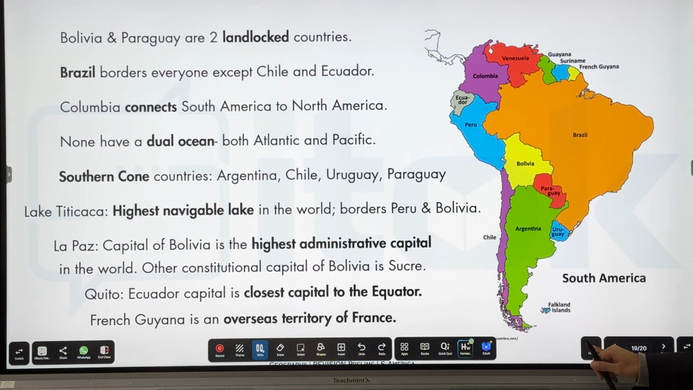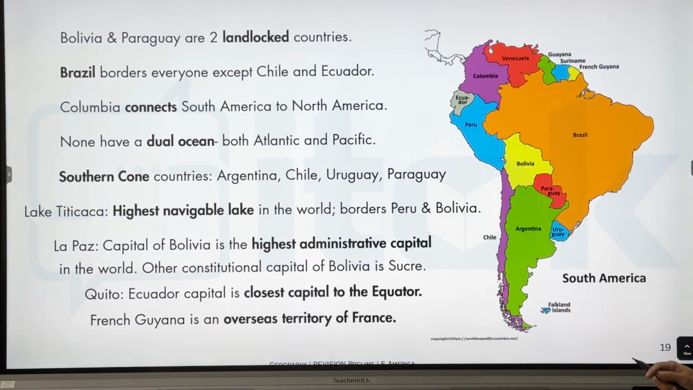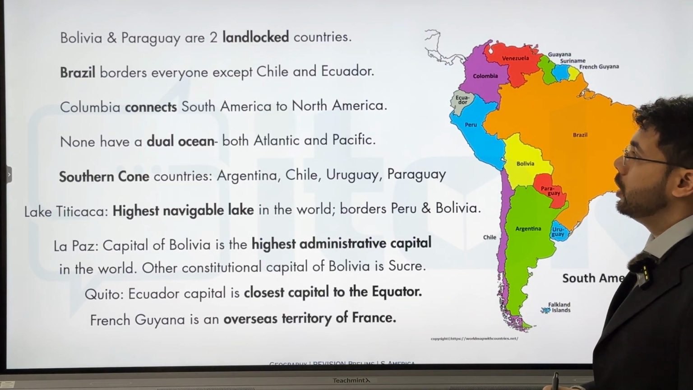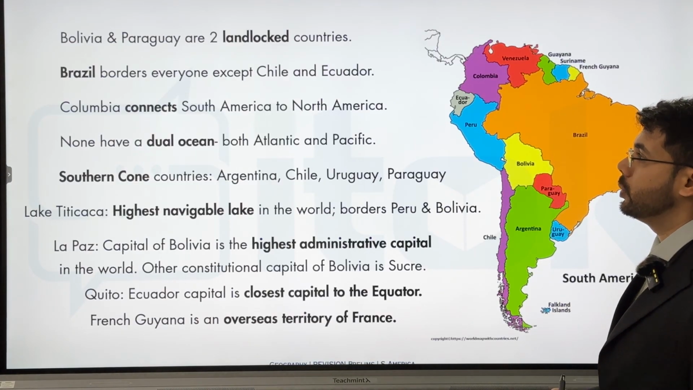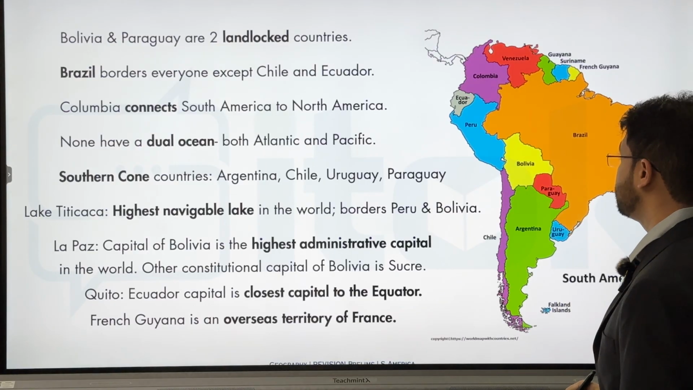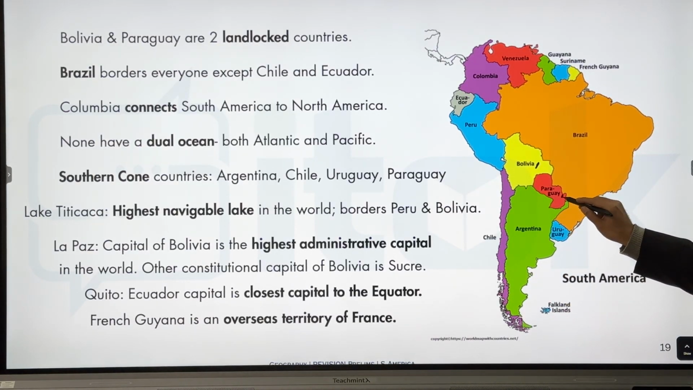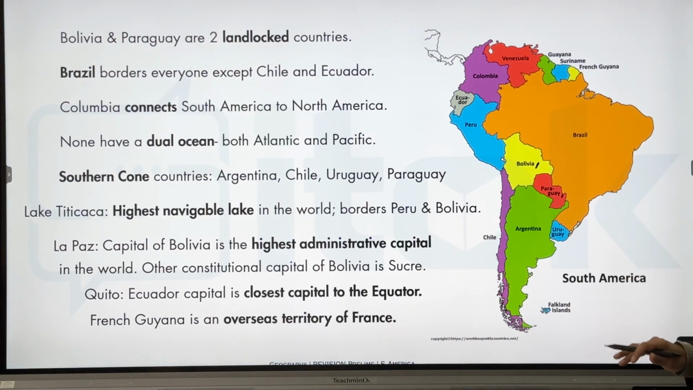This is a very important part of this lecture. These are some facts which you must remember, especially in 2026. Bolivia and Paraguay are two landlocked countries, bordering each other as well.